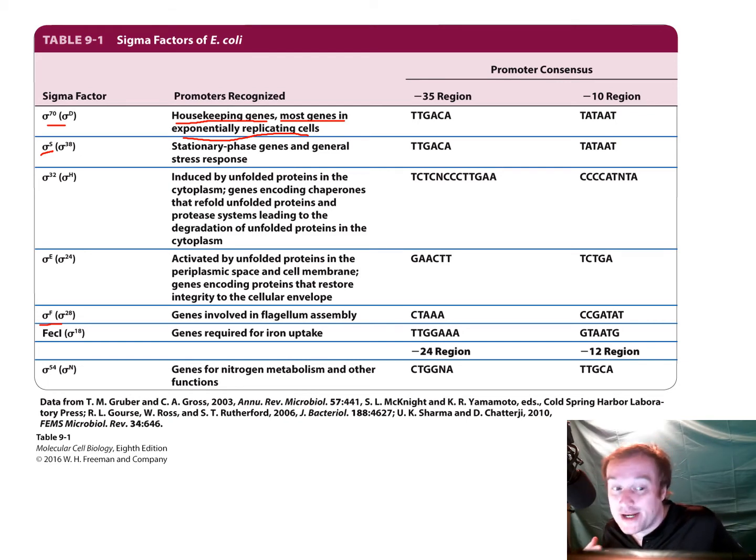You might have to repair it at some point, but you really only need to make it once at the beginning of your life cycle. And so that's why you don't want them turned on all the time. The sigma factor F is used probably very early in development to develop that flagellum, and then generally is likely not used anymore. So this adds a little more specificity to the expression of certain genes within prokaryotes.